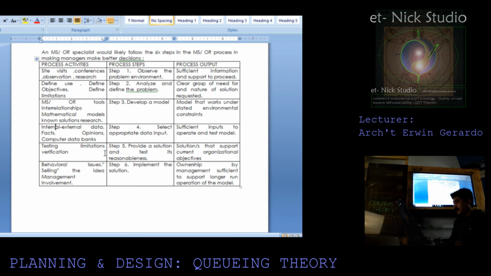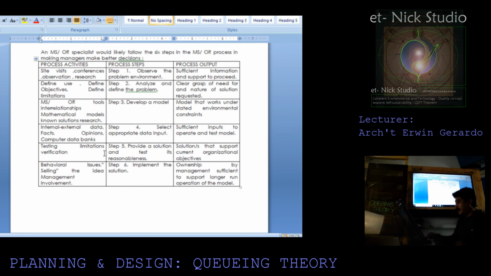And then finally, under the process activities, there are behavioral issues: selling the idea to the management involved, or probably even getting the management involved in undertaking this research phase. So under the process step 6, implement the solution. So the process output, ownership by the management, sufficient to support longer run operation of the model.